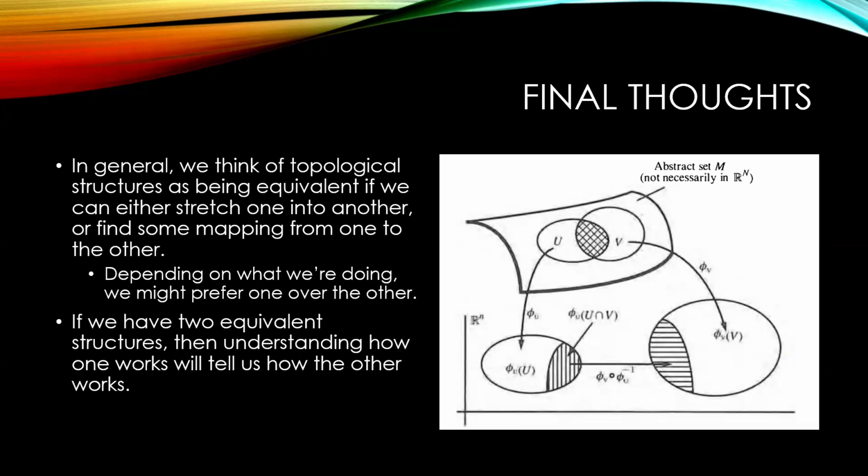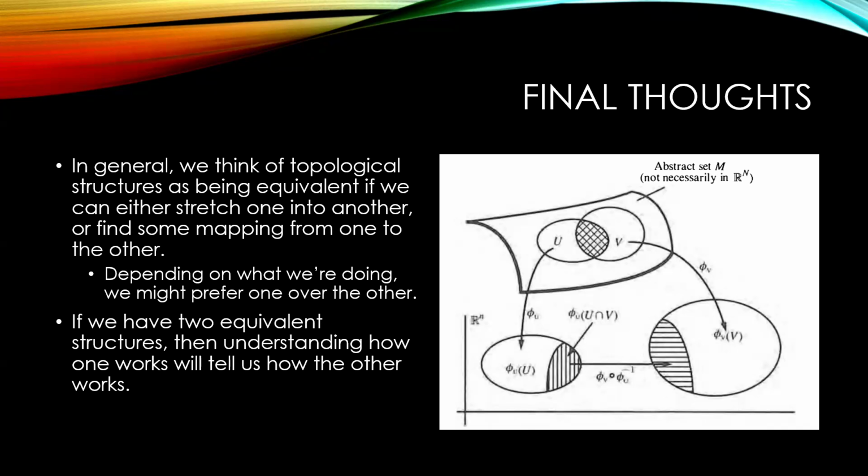Final thoughts. In general, we think of topological structures as being equivalent if we can either stretch one into another or find some mapping from one to the other. Depending on what we're doing, we might prefer one over the other. If we have two equivalent structures, then understanding how one works will tell us how the other works. And this becomes useful when we're dealing with just about anything in the real world.